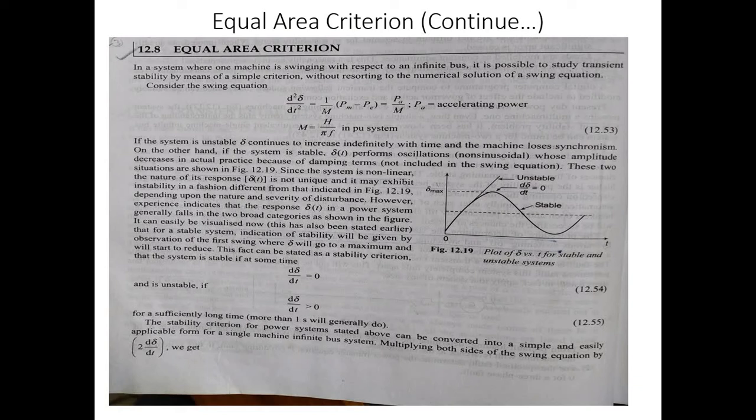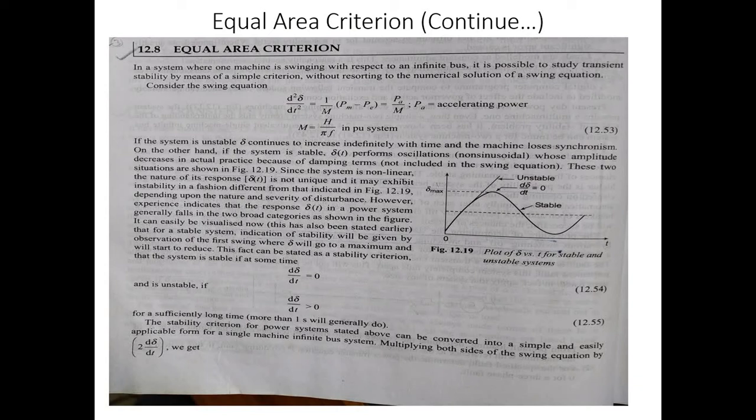So before starting the actual equal area criteria method, let us have some discussion regarding transient stability. Whenever we discussed the different types of stability, like steady state stability, transient stability, dynamic stability, at that time we discussed that in case of steady state stability, there is a fixed criterion for determining the stability. Whenever del is less than 90 degrees, the system is stable. When del is equal to 90 degrees, the system is critically stable. And when del is greater than 90 degrees, the system is unstable. But such a fixed criterion is not available while determining the transient stability.